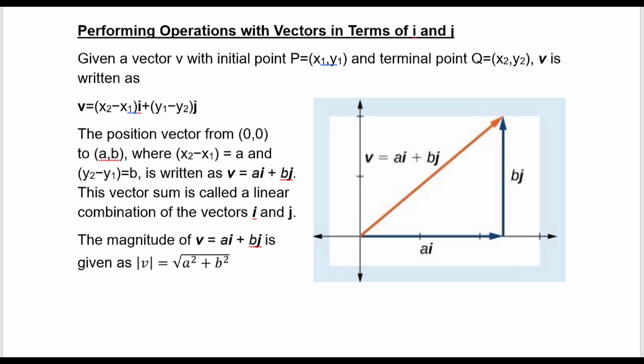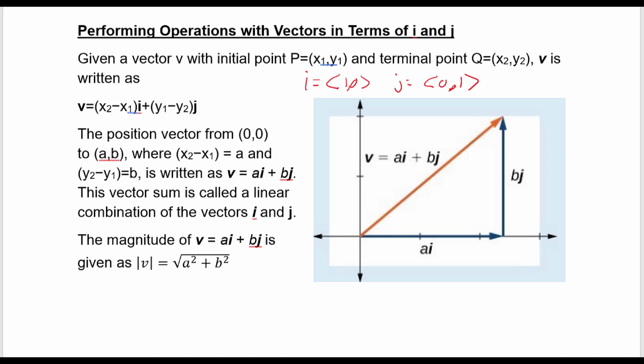Now we're going to look at performing operations with vectors in terms of i and j. The way we can do this is that we represent i as the vector 1, 0, so it's a unit vector in the horizontal direction, and j is the vector 0, 1. So we're able to rewrite something in terms of i and j.